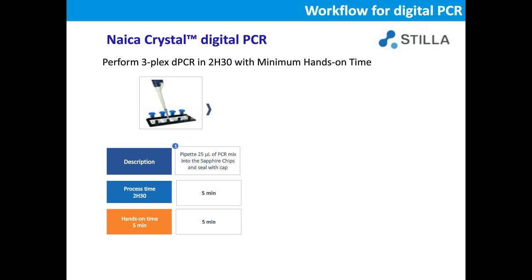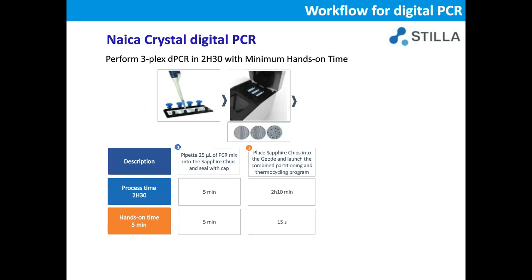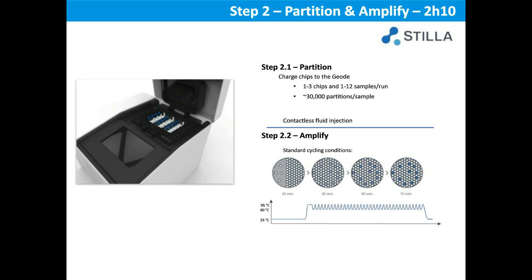Then you have to load your chip on the Sapphire geode. The Sapphire geode will partition your sample and perform the thermocycling steps. In the first step, you can partition up to 3 chips, so up to 20 samples per run, and you will end up with 25 to 30,000 partitions per sample. The second step is the classical PCR cycling conditions.